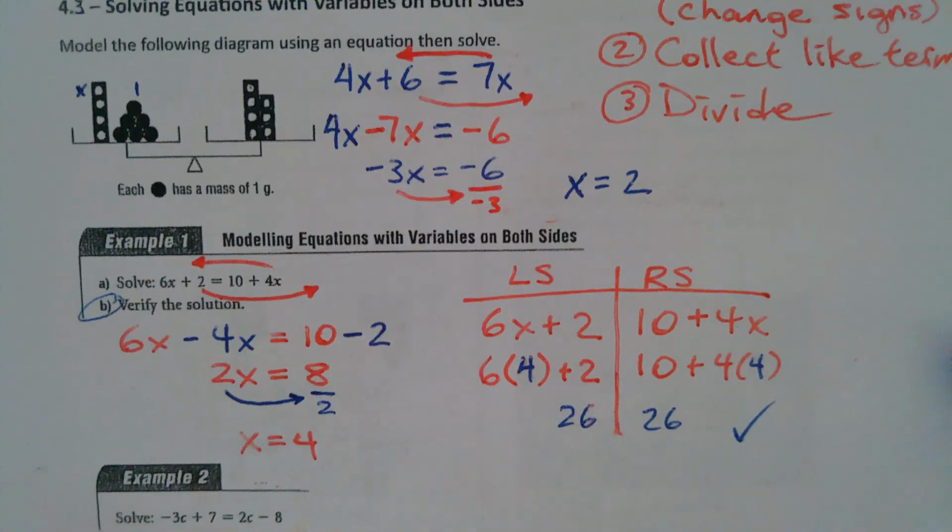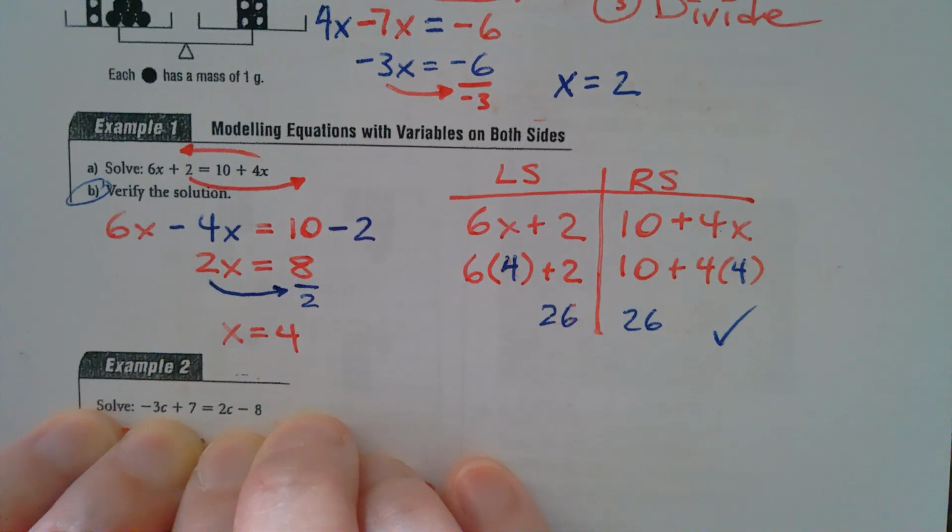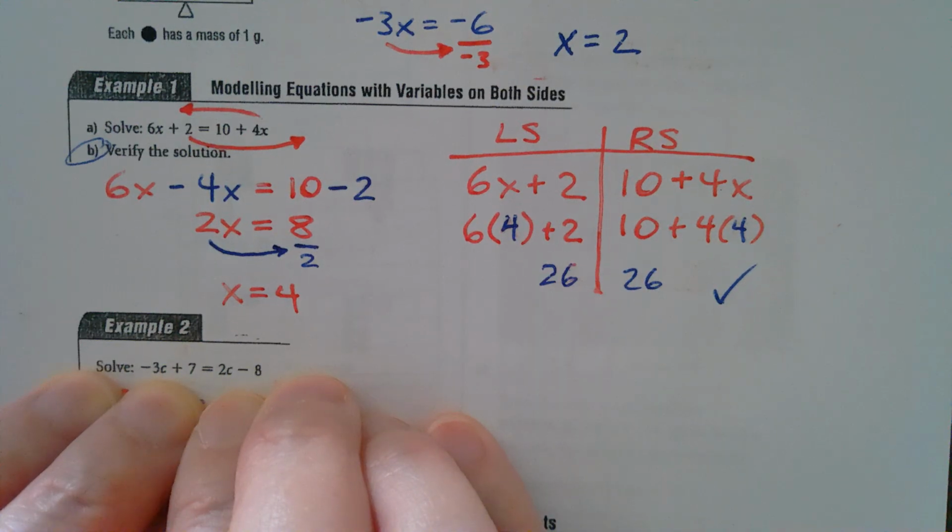So I want you guys to try this one then. Try example 2. Take 30 seconds. Let's see if you guys can do it. Move letters to the left, numbers to the right.